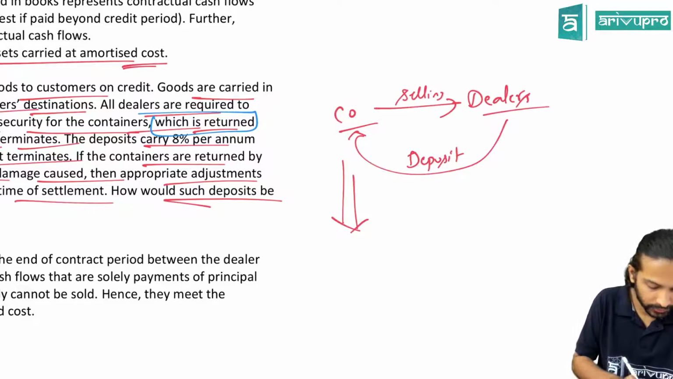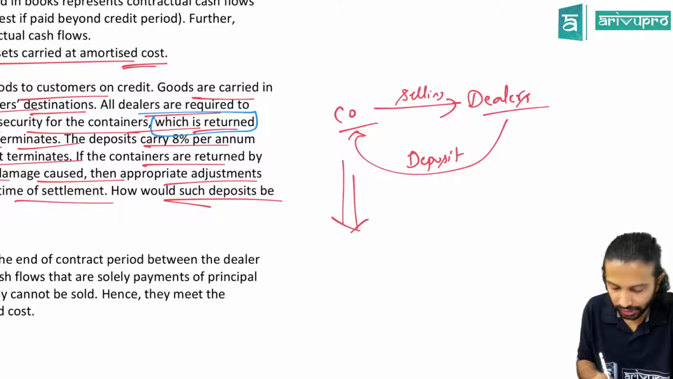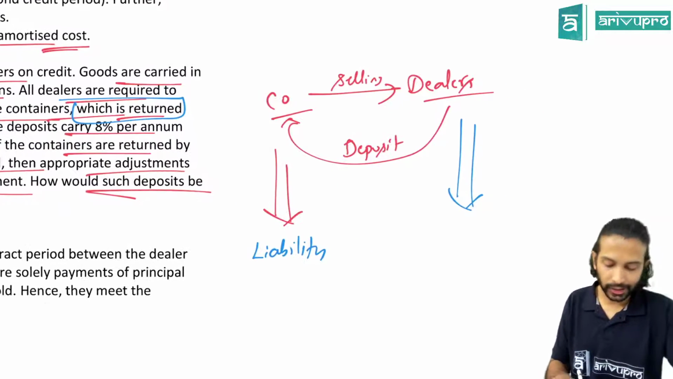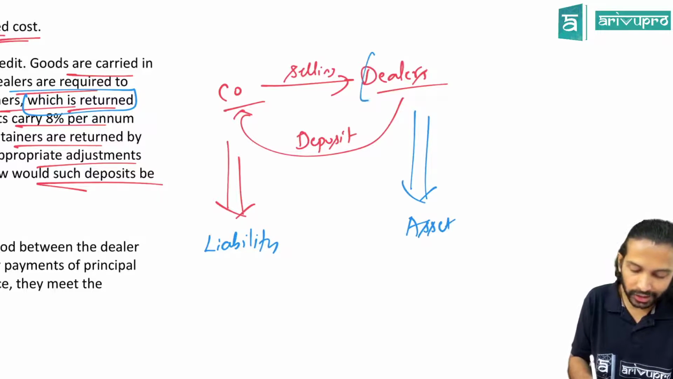For a company, this deposit is refundable. That means it's a liability or an asset, sir? It's a liability because they have to refund. For a dealer, after the contract ends, will they collect the deposit back? Yes, that means it's an asset. So we are talking from the dealer's perspective.